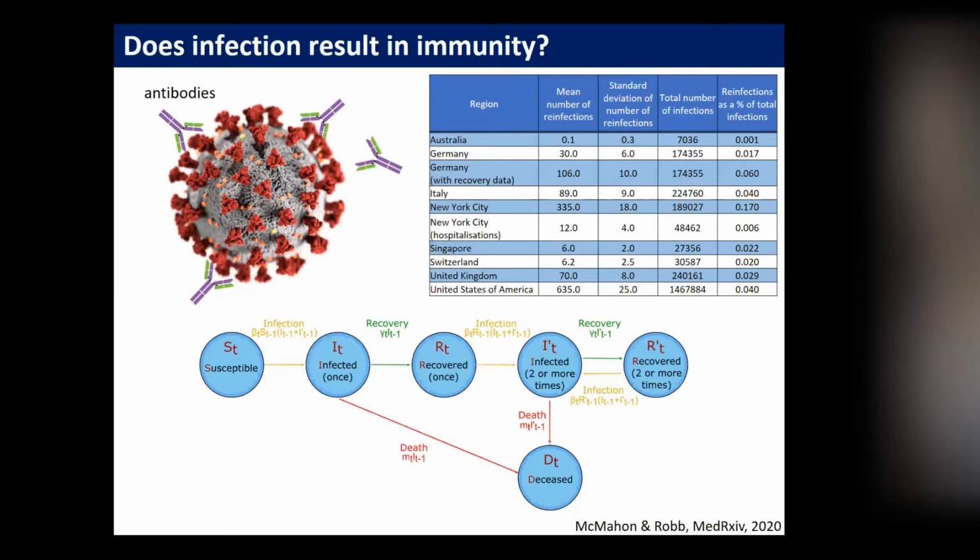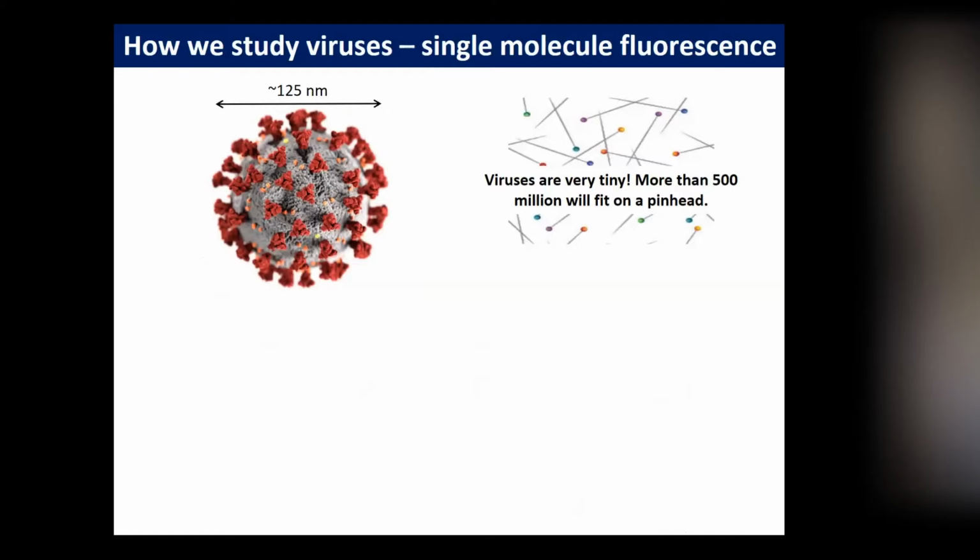Now I'm going to switch from this to talking a little bit more about the experimental side that we do in the lab. Like I said, viruses are extremely tiny. SARS-CoV-2 is on average about 125 nanometers in diameter, and this is so small you can fit many millions of them onto a single pinhead. It's also smaller than the diffraction limit of visible light, which is something that I'll come back to.